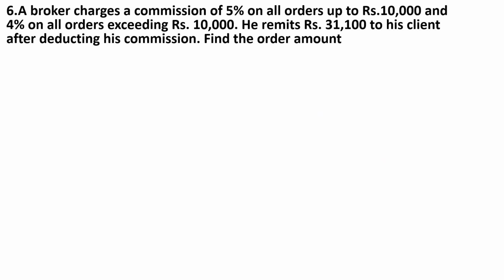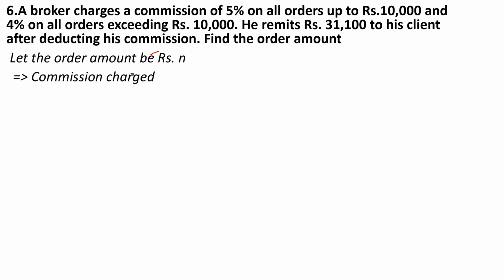A broker charges a commission of 5% on all orders up to 10,000, and it charges 4% on all orders which exceed 10,000. He remits 31,100 to his client's account after deducting his commissions. Okay, so we have to find what is the total order amount. So let us take the total order amount as n.